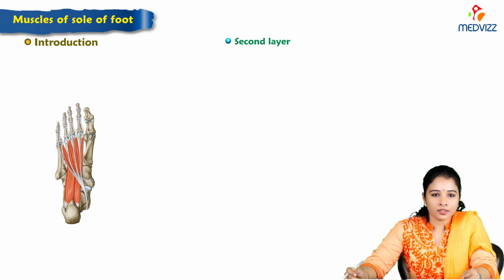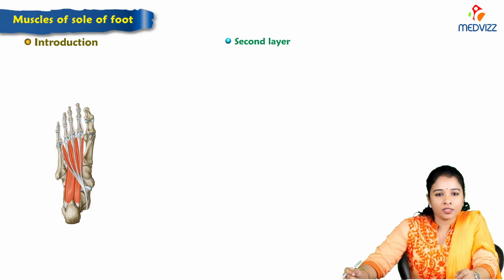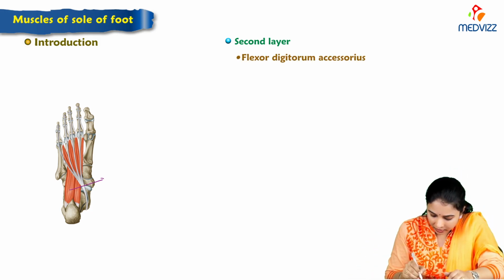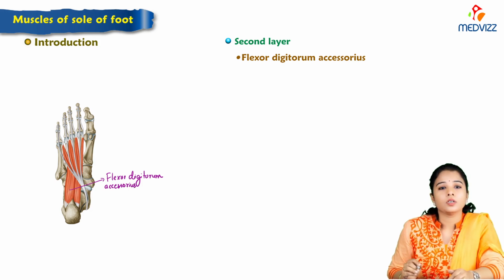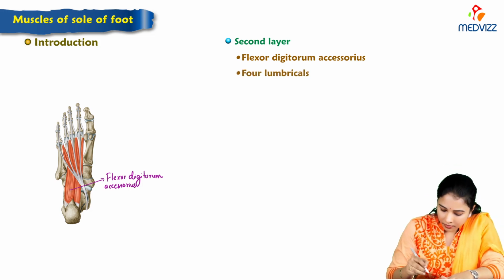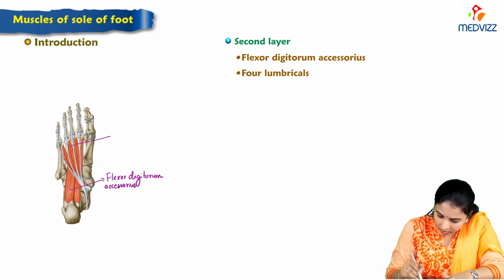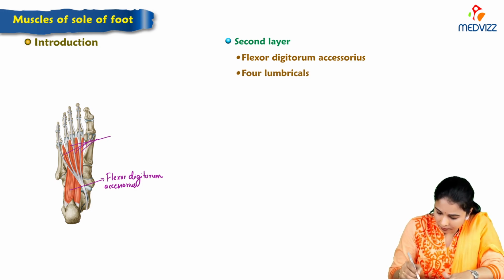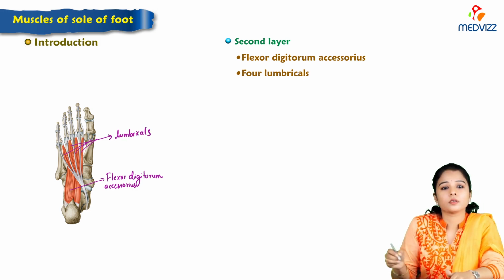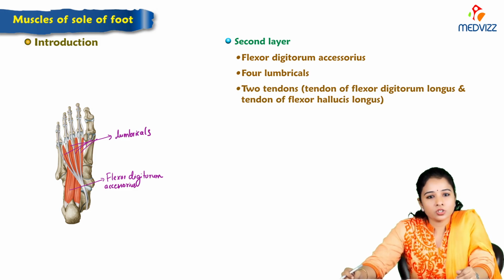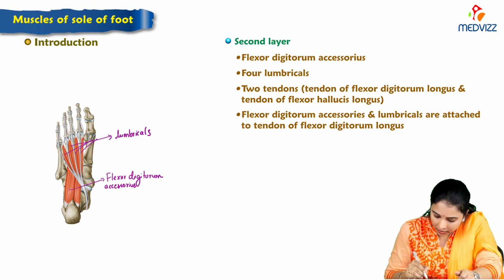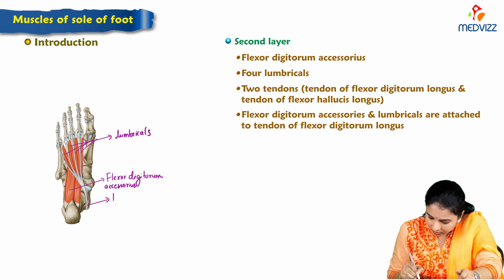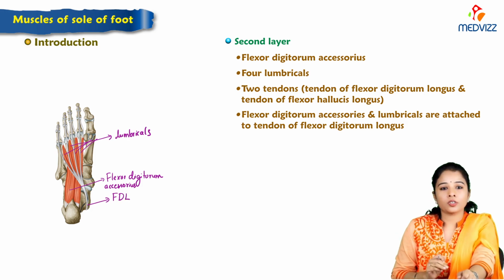Let's see the second layer muscles. The second layer contains flexor digitorum accessorius. This is the flexor digitorum accessorius muscle. And there are 4 lumbricals, which are attached to the tendons. These are the lumbricals. And there are 2 tendons: the flexor digitorum longus tendon and the tendon of flexor hallucis longus. Here the flexor digitorum longus tendon is shown.